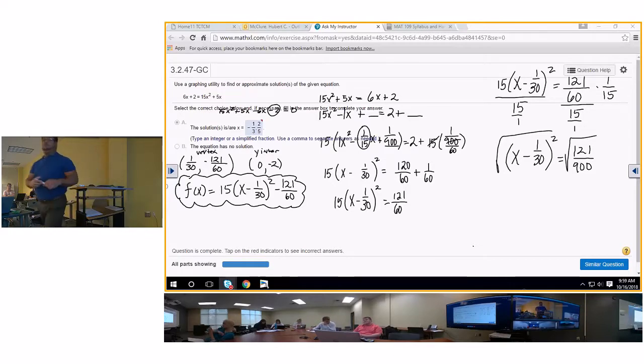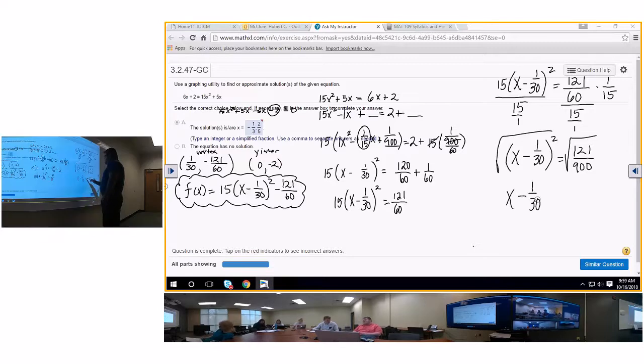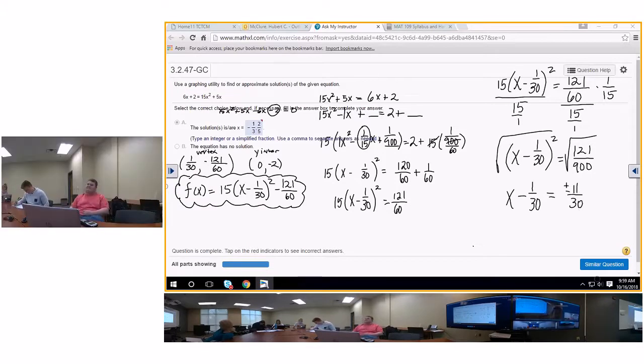Well, so that's going to be x minus 1 over 30 is equal to positive or negative 11 over 30. Are you done in an hour? Working on it.